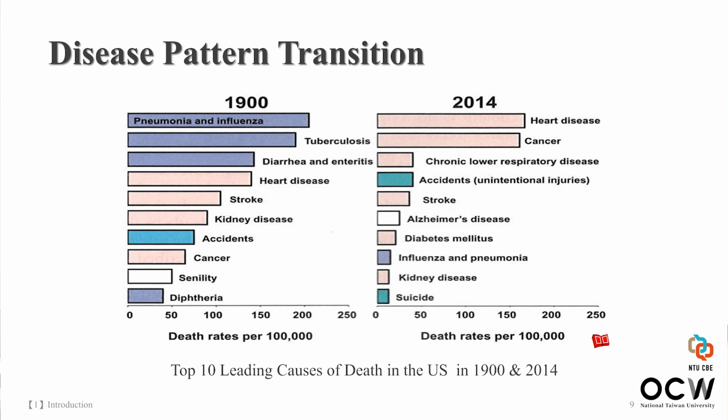Okay. And then what happened in 2014? The top one was heart disease in America. But in most of the other countries, cancer is the top one cause of death. And the second is cancer. Third one is chronic lower respiratory diseases, COPD, which is mostly caused by smoking, again, and accidents, stroke, and so on. But no matter how, you could see a dramatic change of the pattern of the major causes of death, from infectious disease to chronic diseases or degenerative diseases like Alzheimer's disease.